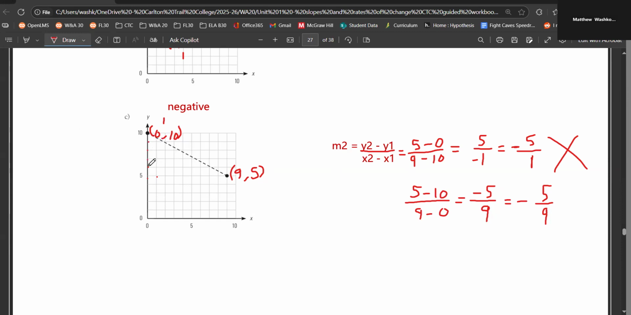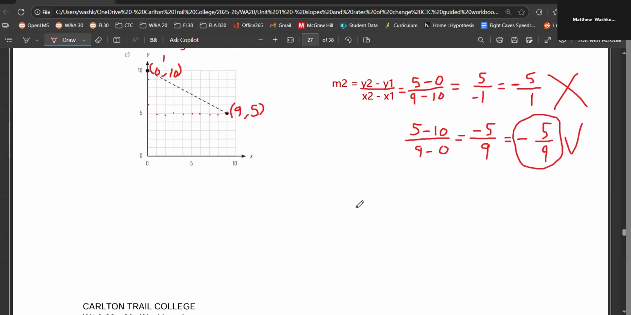So 1, 2, 3, 4, 5. 1, 2, 3, 4, 5, 6, 7, 8, 9. So this one is correct. So that's my final answer. Circle it. Good habit to get into is circle your final answer. Okay.